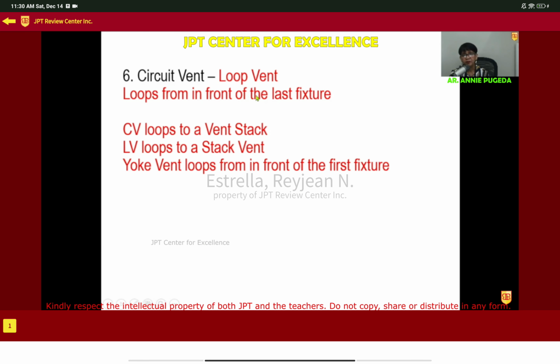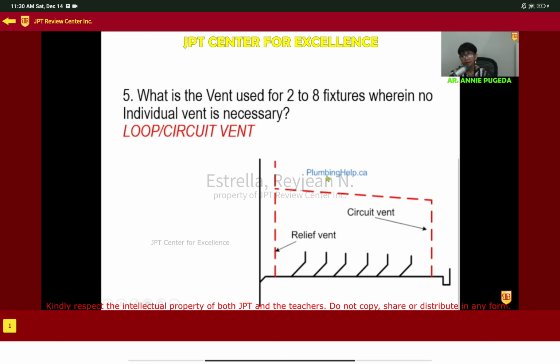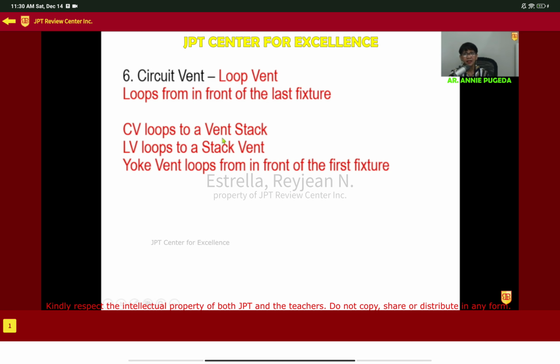Okay? Mga information na dapat nyo malaman. Circuit vent is loop vent. Loop vent is circuit vent. They loop from in front of the last fixture. Balik. From in front of the last fixture. Yun yun. And then, nagkakaiba lang sila ng nanay.